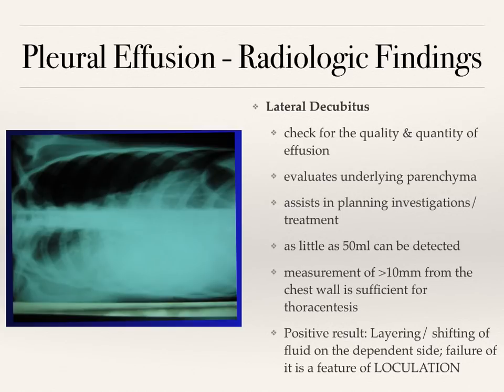A measurement of more than 10 mm from the chest wall is sufficient for thoracentesis. A positive result, such as what is shown in this radiologic image, will show a layering or shifting of fluid on the dependent side. Failure of this feature will make one suspect a loculated effusion.